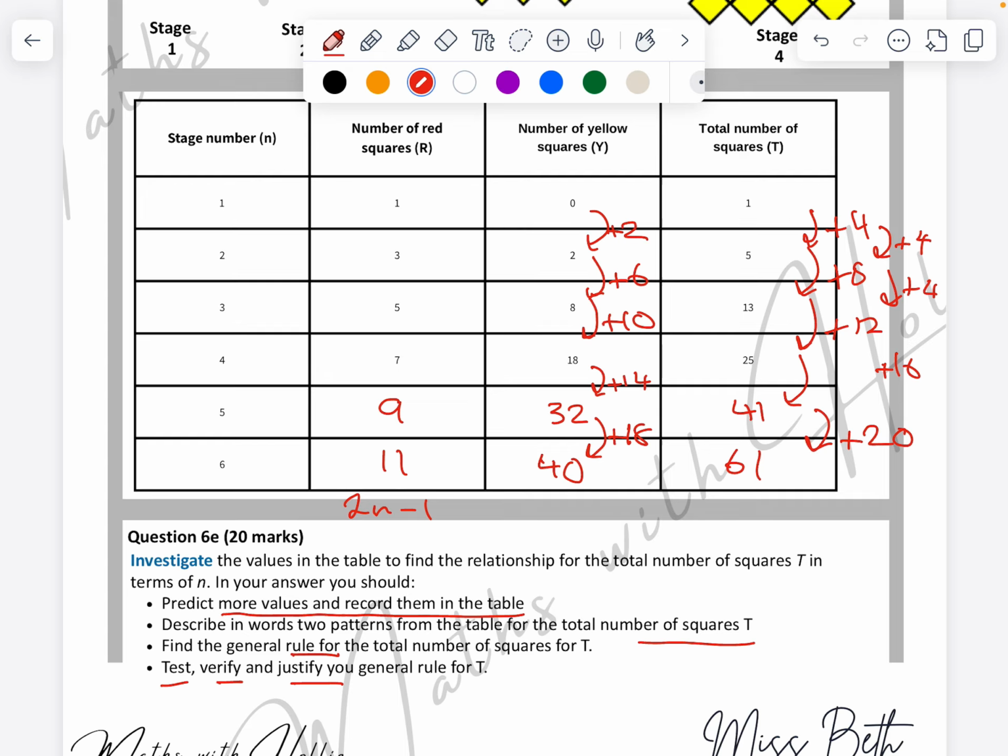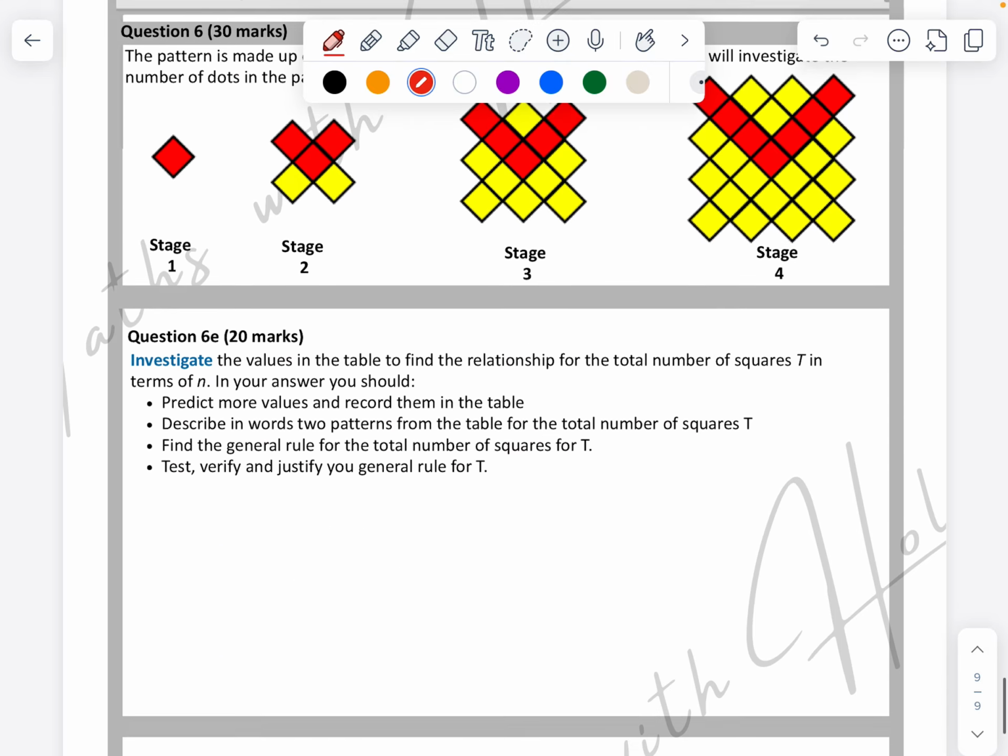So next thing I want to do is says, describe in words 2 patterns that we notice. Okay, so we notice that it's a quadratic sequence. And the second difference is plus 4 each time. Right, then it says, can we find the general rule? So let's go and do that.